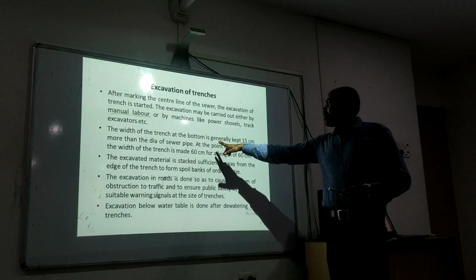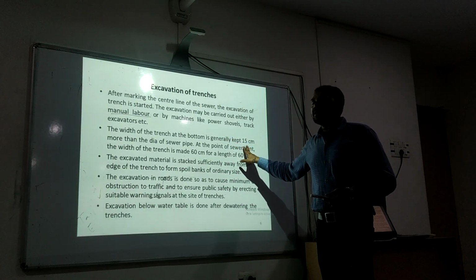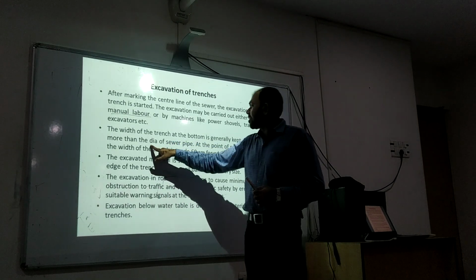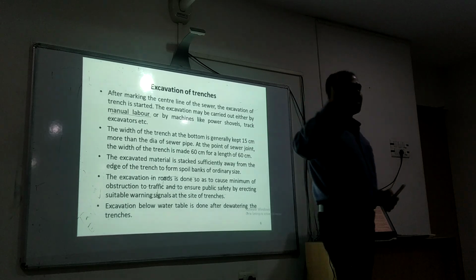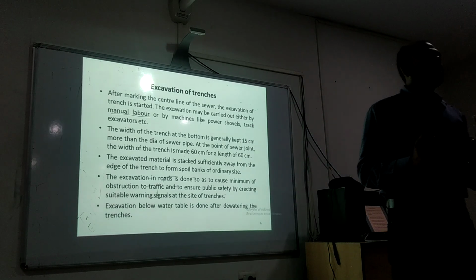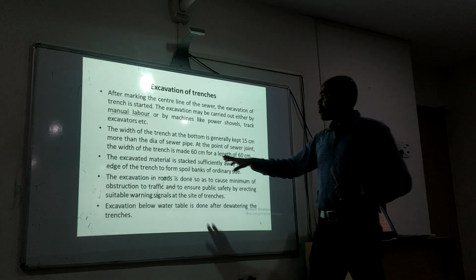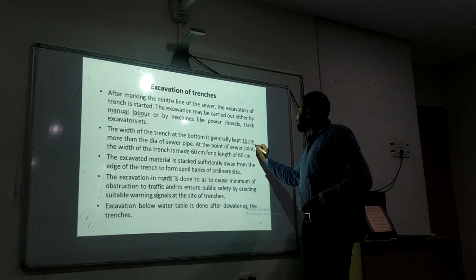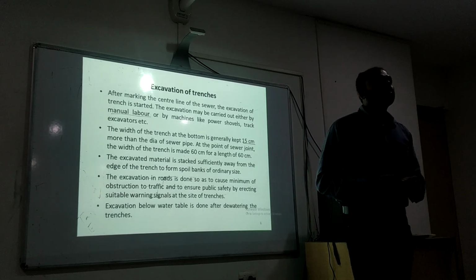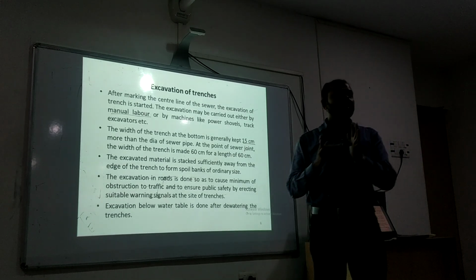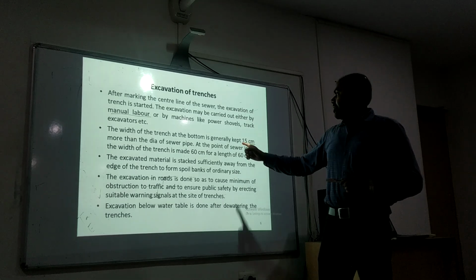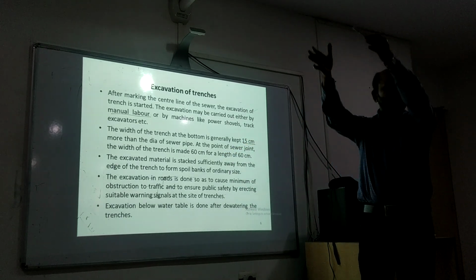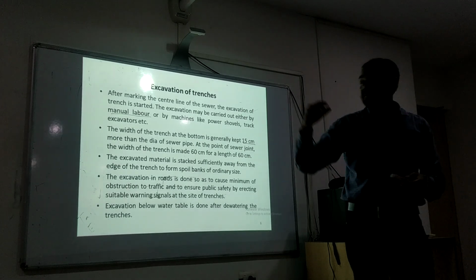So the width of the trench at the bottom is generally kept 15 centimeter more than the diameter of the sewer pipe. Whatever is the diameter of the sewer pipe, and when we are saying the diameter of sewer pipe, that means circular sewer pipe, है ना? Diameter किसका होता है? Circular sewer pipe. So the width of the trenches is kept 15 centimeter more than the diameter of the sewer pipe. So sewer pipe का diameter, if it is 30 centimeter, then the width of the trenches will be at least kept 45 centimeter, like that, so that sewer pipes can be easily fitted into the trenches.